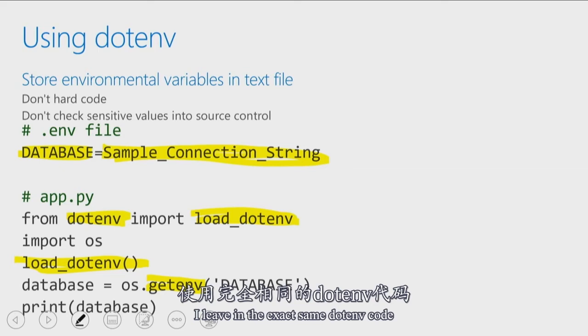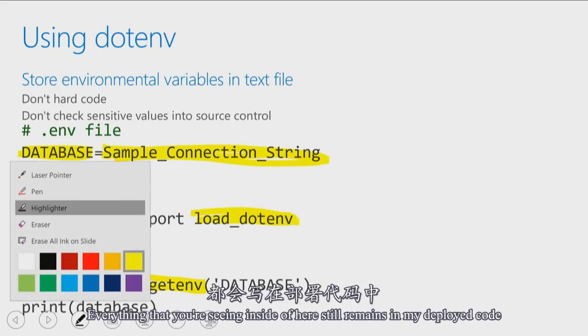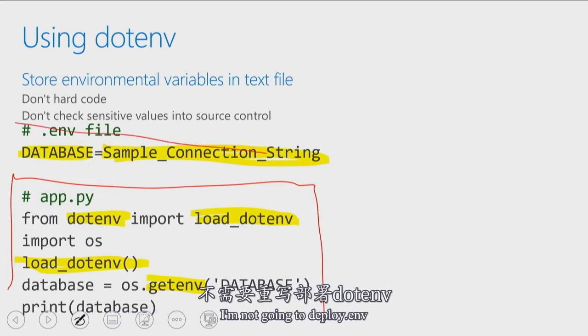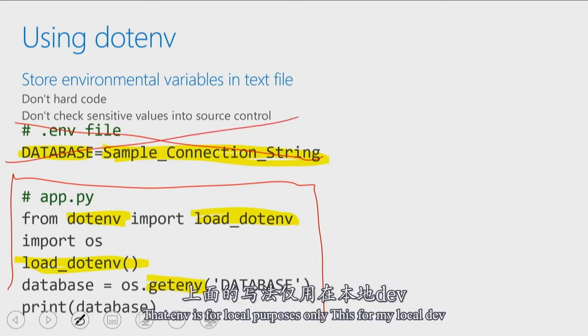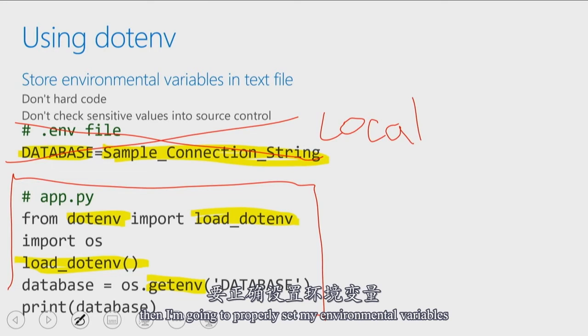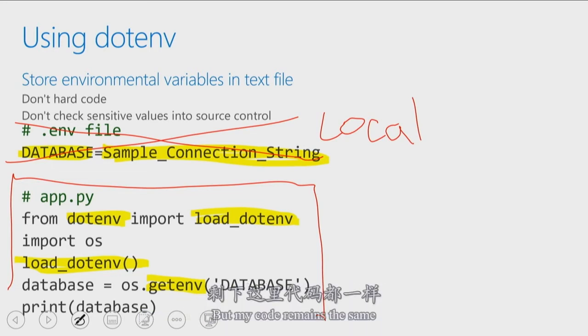I leave in the exact same .env code. So everything that you're seeing down below, everything that you're seeing inside of here, still remains in my deployed code. I'm not going to deploy the .env file. That .env is for local purposes only. This is for my local dev. When I go to publish it out, then I'm going to properly set my environmental variables. Don't worry, I'll show you how to do that. But my code remains the same.